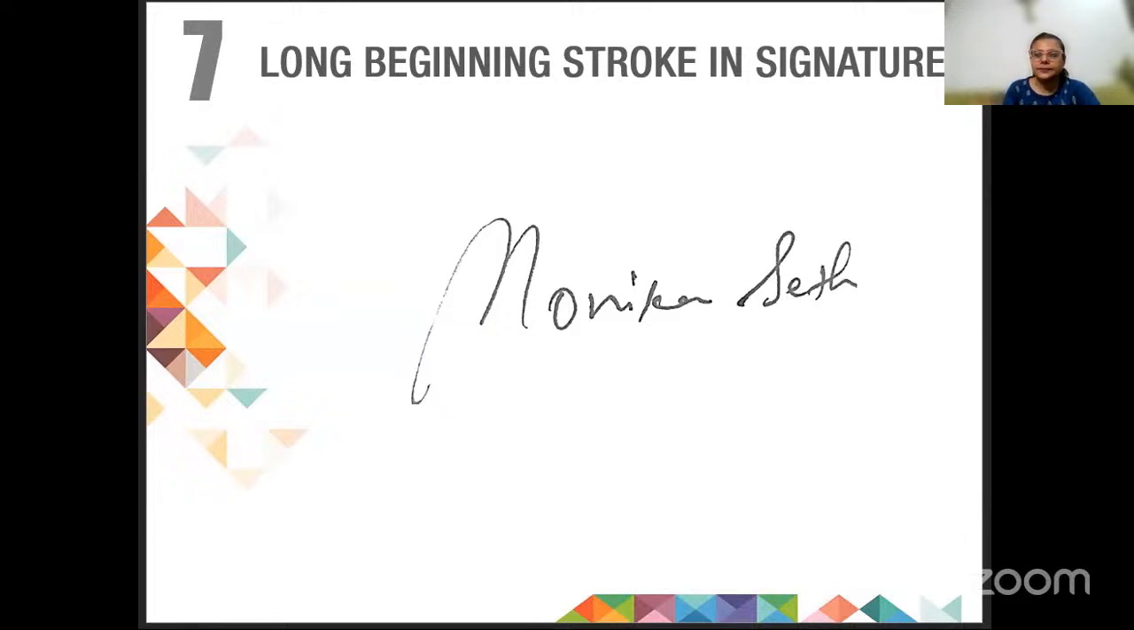So if you have to understand a person's personality, just a dot can tell you the whole chapter of a person. Isn't it interesting? Is everybody enjoying the session, or has the session been a little bit boring? I think so. Can I have some yes or no in the chat box? Then we'll go for the next topic, long beginning stroke in the signature.